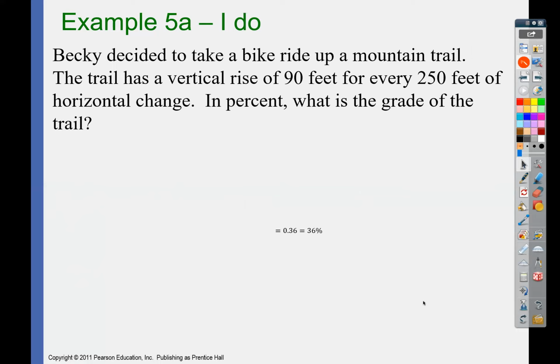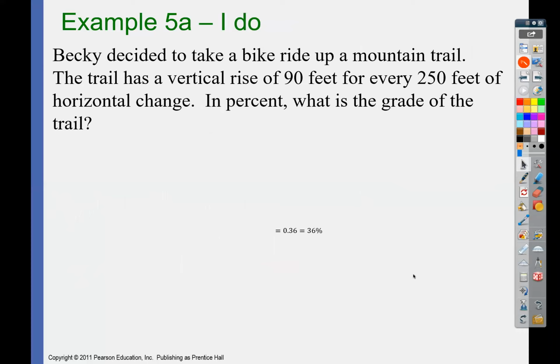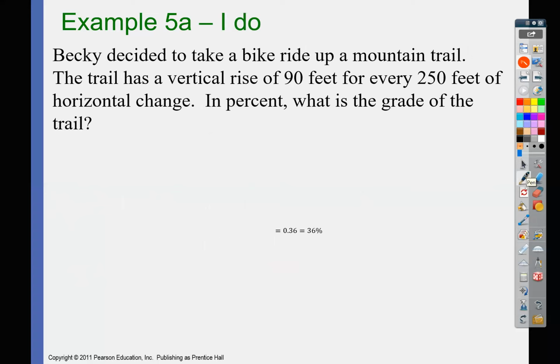Becky decided to take a bike ride up a mountain trail. The trail has a vertical rise of 90 feet for every 250 feet of horizontal change. In percent, what is the grade of the trail? We're going to act like you can't see this right here. All right, so a vertical rise of 90 feet. So remember, slope is rise over run, right? So we're going to say 90 feet over every 250 feet.